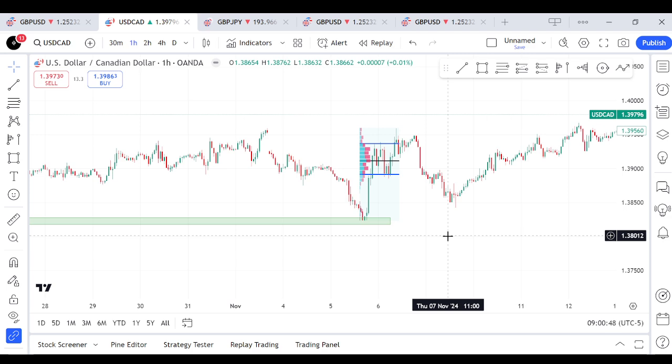So gaps in the volume profile represent price levels where little to no trading activity has occurred, and these areas can indicate potential targets for price movements as the market may seek to fill these gaps.